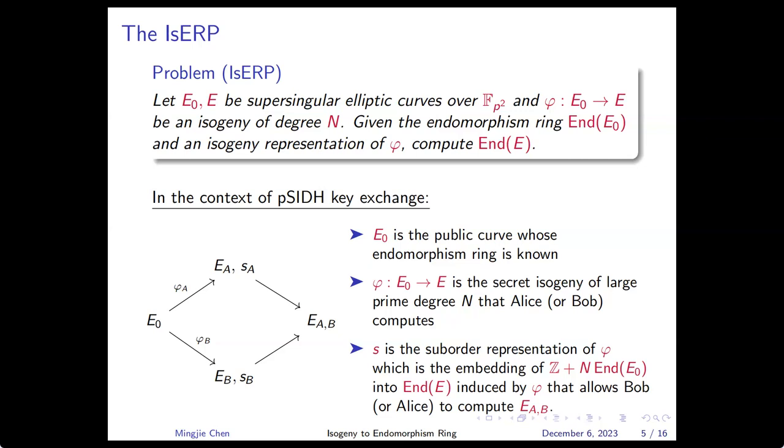So the assumption in P-SIDH is that even if one is given the information of the suborder representation, as well as the codomain curve EA, it is still hard to recover the endomorphism ring of EA. This is exactly this ERP problem when n is a prime and when the representation is given as the suborder representation. So if we can solve the ESERP, we can break P-SIDH.